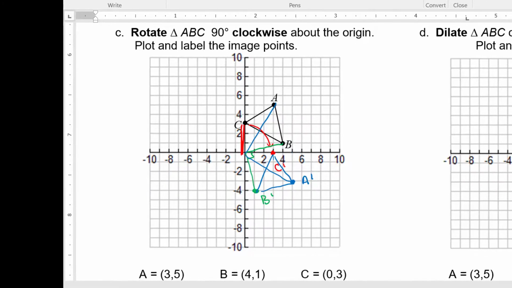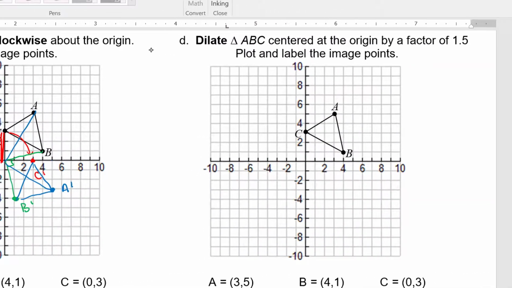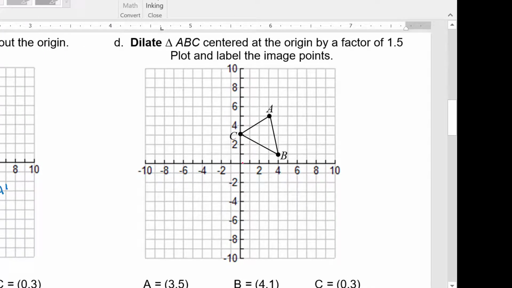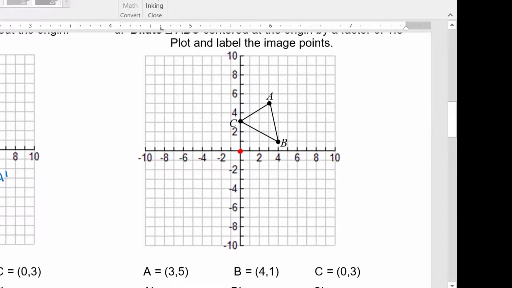And then the last one is dilating this triangle centered at the origin by a factor of 1.5. The nice thing is, because it's centered at the origin, I can just take each of the points and multiply all the coordinates by 1.5. For example, the C is going to be 1.5 times as big as this. So I'm going to end up right there at 4.5.